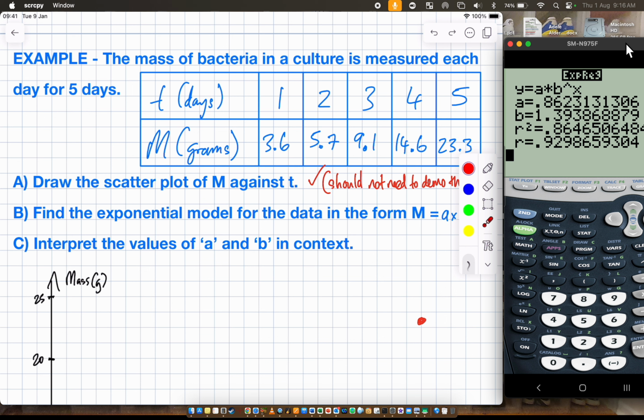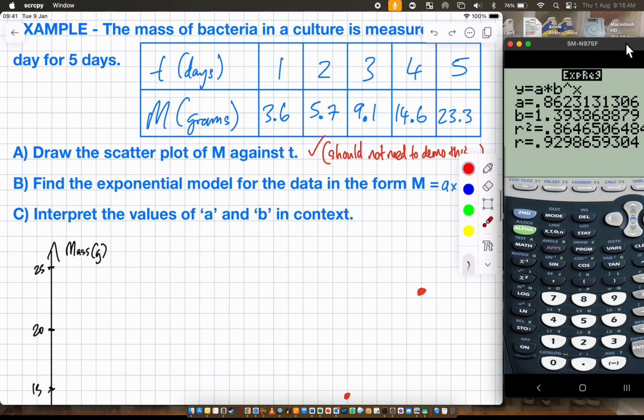Draw the scatter plot. I'm not going to demo putting the points on because I shouldn't need to demo putting a scatter plot up now. I pre-did that, so we focus on what's new. So get the data.